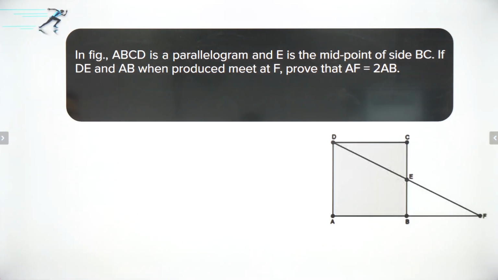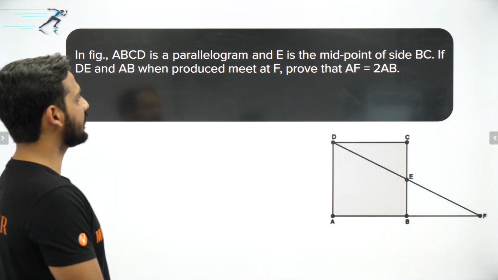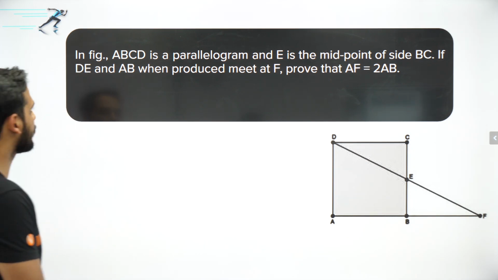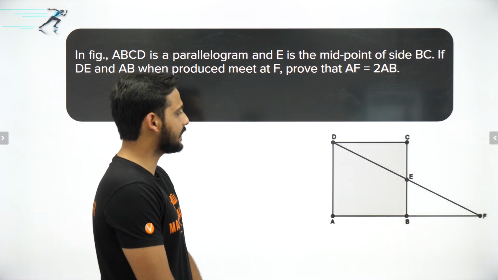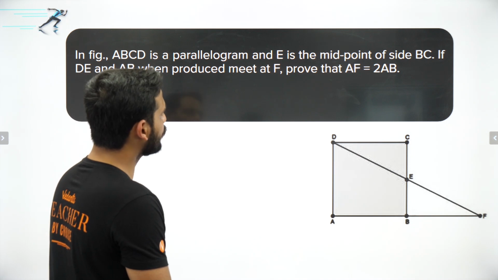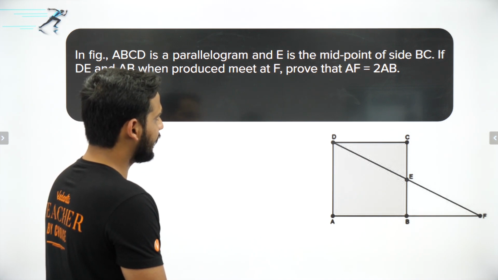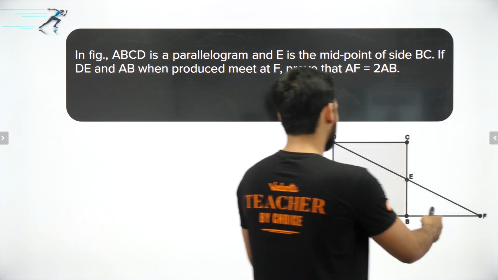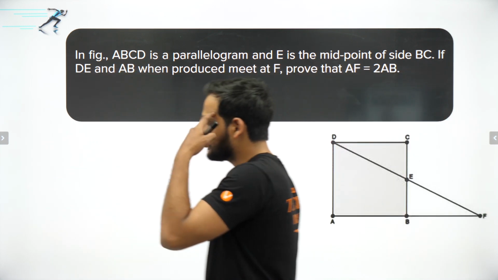The next question we have is this. ABCD is a parallelogram, and E is the midpoint of side BC. If DE and AB, when produced, meet at F, prove that AF is equal to twice of AB. This AF is twice of AB, so that means you have to prove that B is the midpoint.